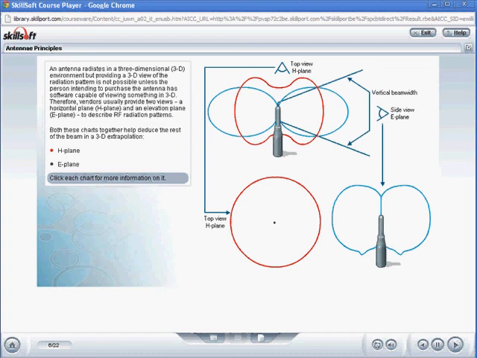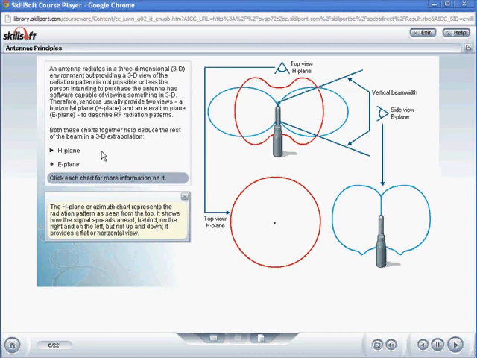An antenna radiates in a three-dimensional, 3D environment, but providing a 3D view of the radiation pattern is not possible unless the person intending to purchase the antenna has software capable of viewing something in 3D. Therefore, vendors usually provide two views: a horizontal plane, H-plane, and an elevation plane, E-plane, to describe RF radiation patterns. Both these charts together help deduce the rest of the beam in a 3D extrapolation: H-plane, E-plane.